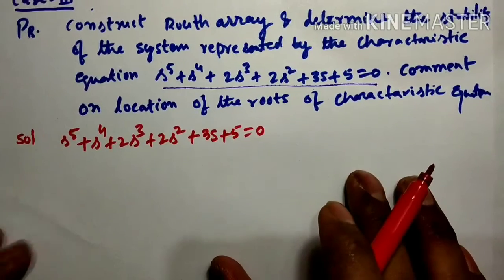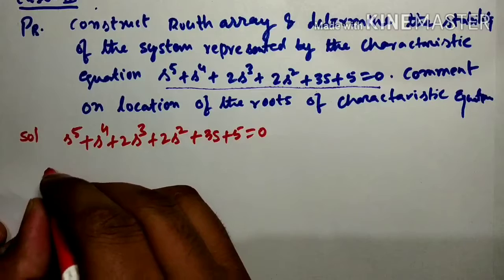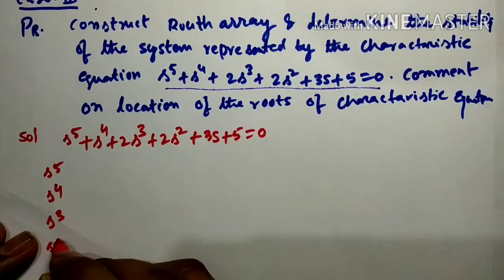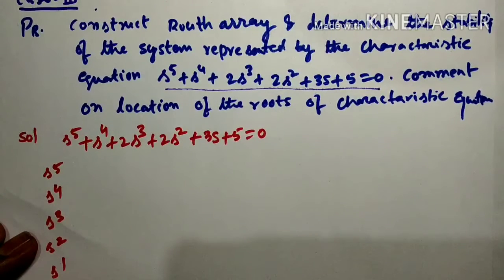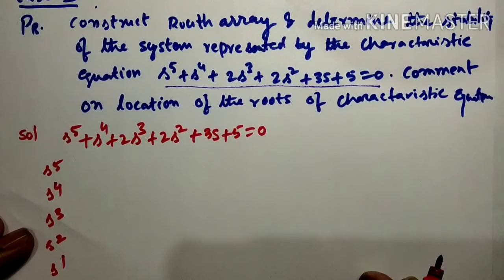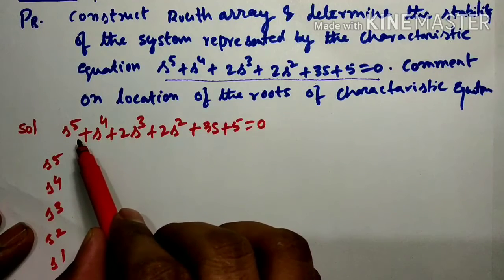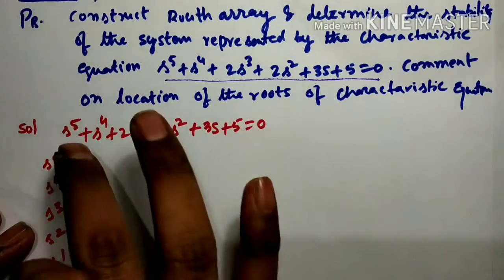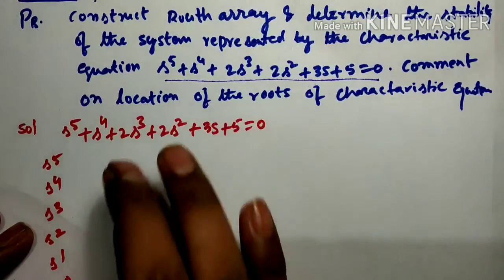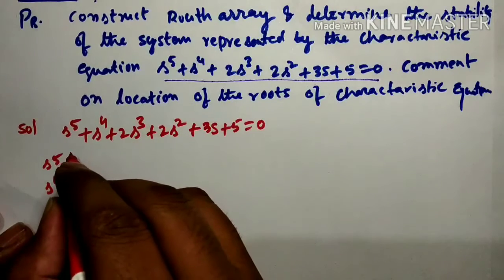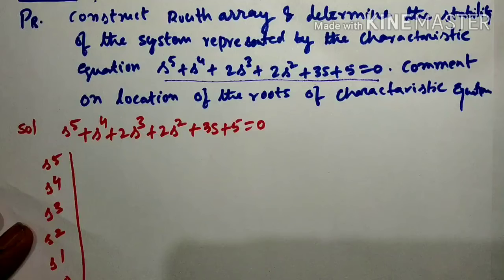Now we have to form the Routh array. The rows are s^5, s^4, s^3, s^2, s^1, s^0. You see that the highest power is 5, so we have 5 roots in this characteristic equation. We have to determine how these 5 roots are located.